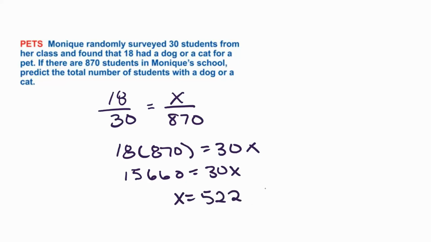So we're going to predict, this is only a prediction, it's not written in stone that there's 522 students that have a dog or a cat. So this is a prediction.